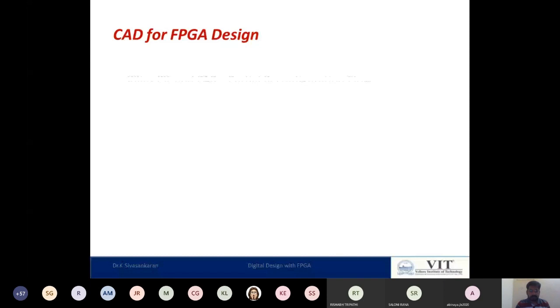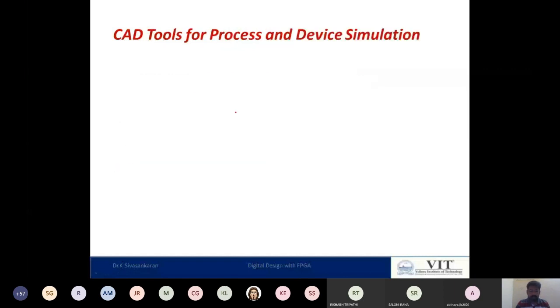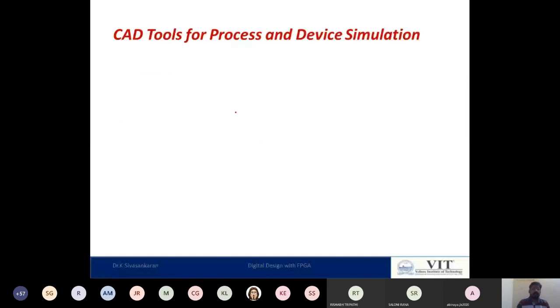Coming to the FPGA design, Xilinx for all Xilinx devices, Intel EDA for all Altera and Intel devices, and National Instruments, which will support Actel and Lattice FPGAs.